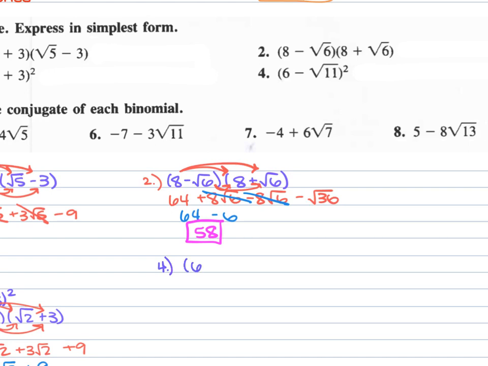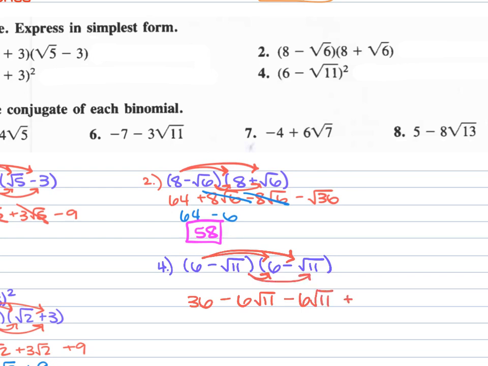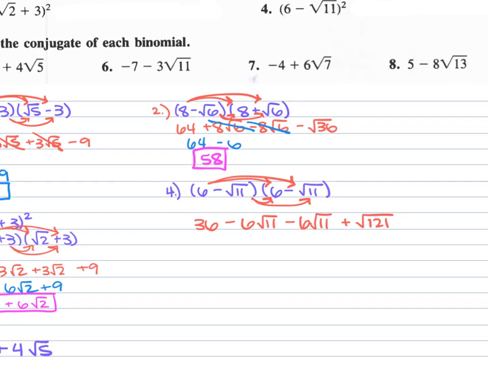For 4, we have 6 minus the square root of 11 squared. So that's 6 minus the square root of 11 times 6 minus the square root of 11. We're going to FOIL this. 6 times 6 is 36. 6 times negative square root of 11 is negative 6 square root 11. Negative square root 11 times 6 is negative 6 square root of 11. And the negative times the negative is positive square root 121. So this is going to give us 36 minus 12 square root 11 plus 11. 36 plus 11 is 47 minus 12 square root 11.